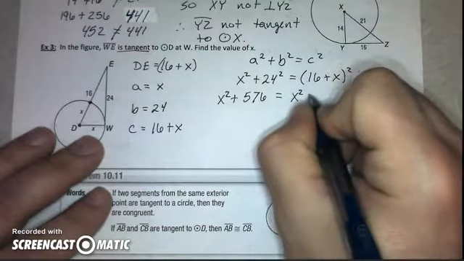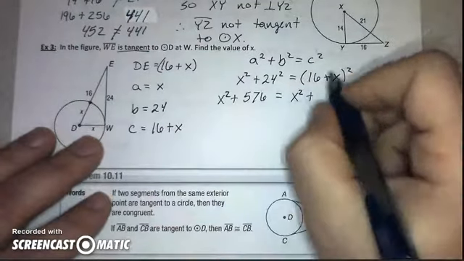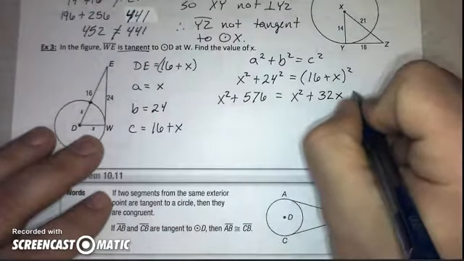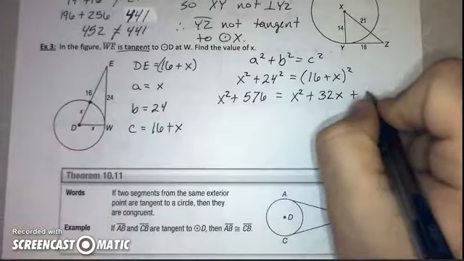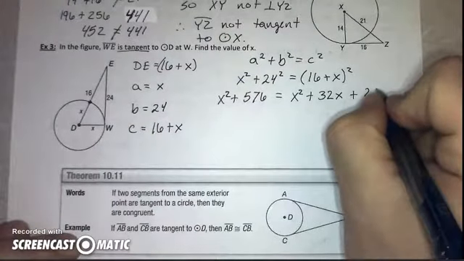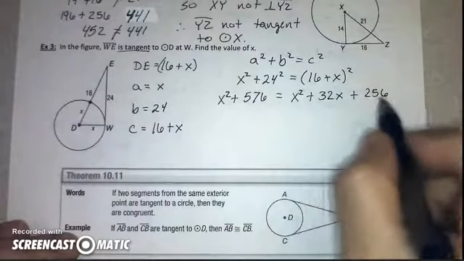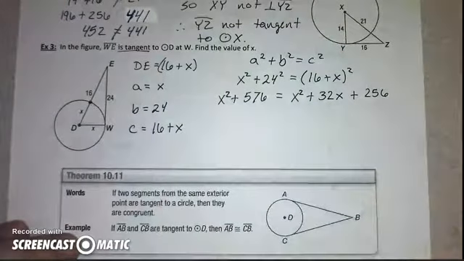We'd have x squared plus 32x plus 256. Okay, I've done a lot of that, and I'll explain how I got that later on, but right now just make sure we have that written down.